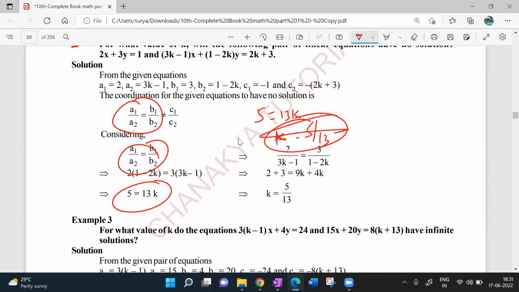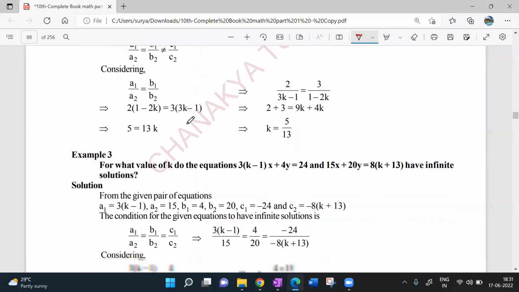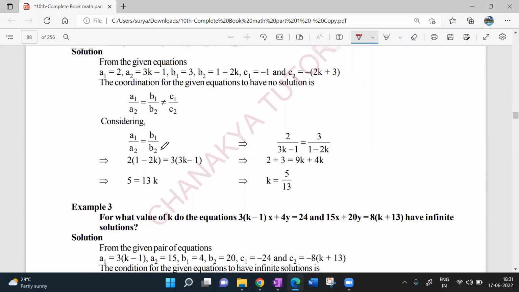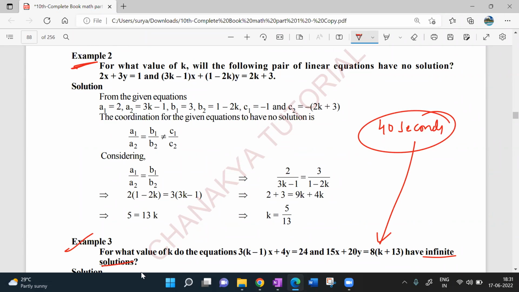Okay, this is how it will be better. Any doubts? No, sir. So now the next question, everyone solve example third. It has infinitely many solutions. Only 40 seconds. Make it fast, quick.